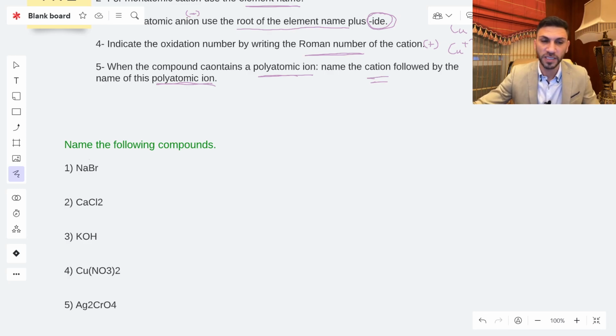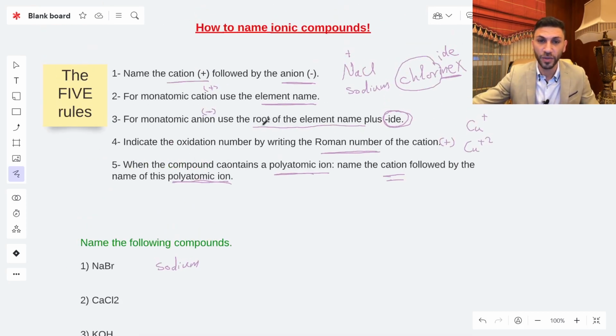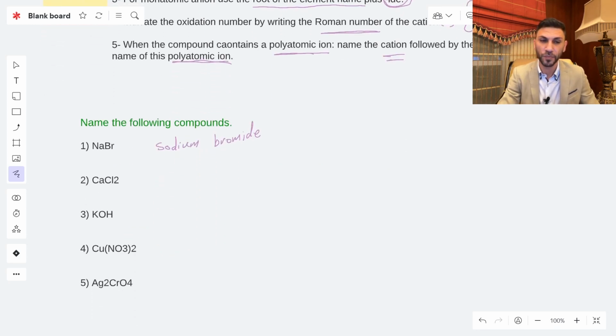NaBr. Na is the cation, Br is the anion, it's a monatomic ion, so I'm going to write sodium. And this is the bromine. We take the root of bromine, so I'm going to write brom, and instead of INE, it will become IDE. So it's going to be sodium bromide. This one, calcium, no change for the cation. And this one, instead of chlorine, it's going to be chloride.